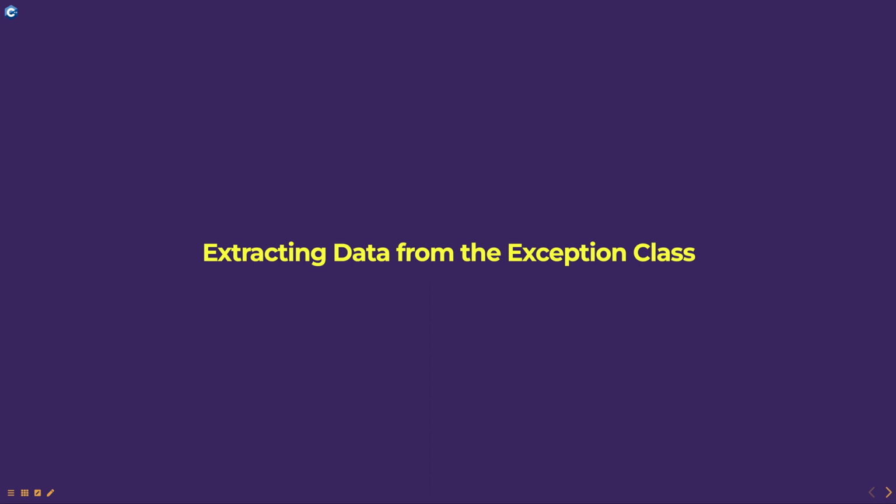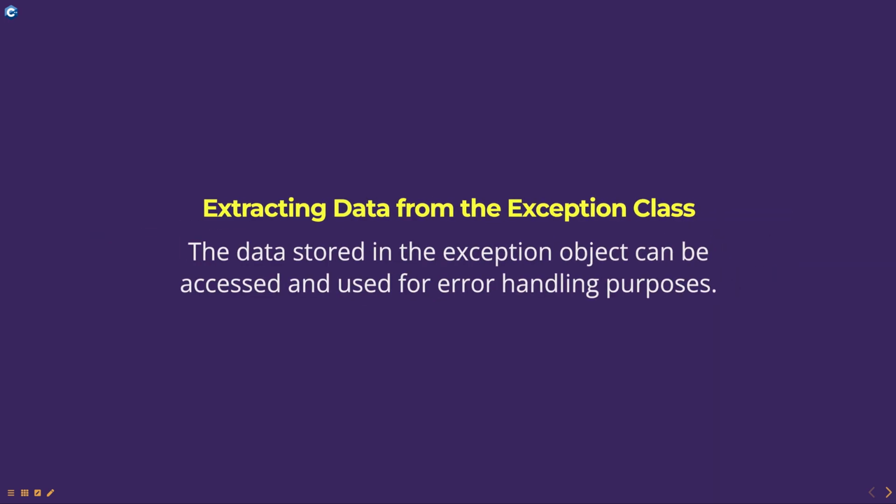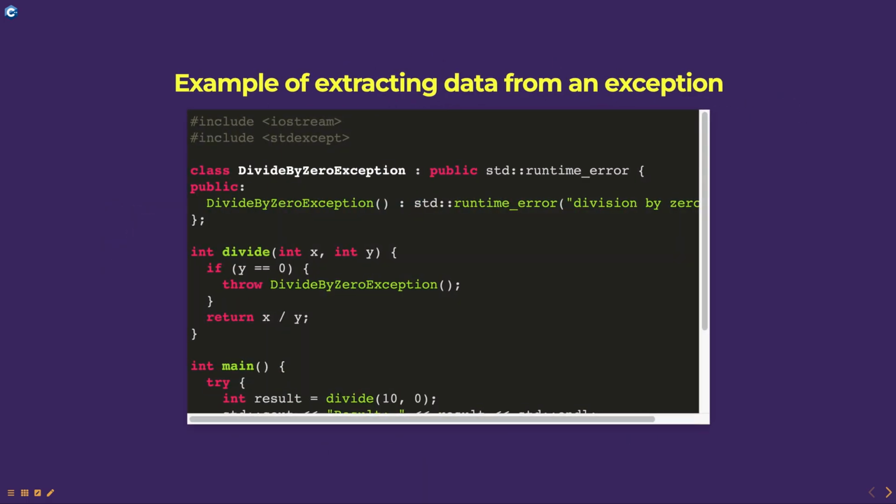Hello everyone. Today we are going to talk about extracting data from the exception class, part of the programming in C++ course. The data stored in the exception object can be accessed and used for error handling purposes. This can be useful for providing more detailed information about the error, such as error codes, file names, line numbers, or error messages. Here is an example of extracting data from an exception.